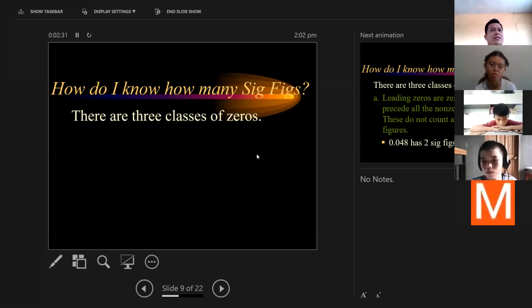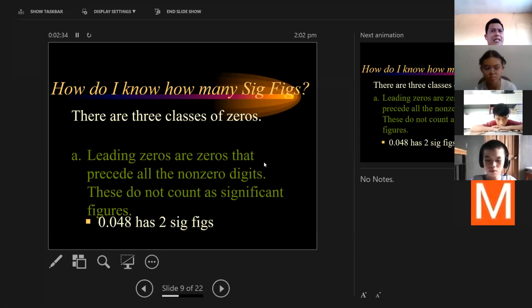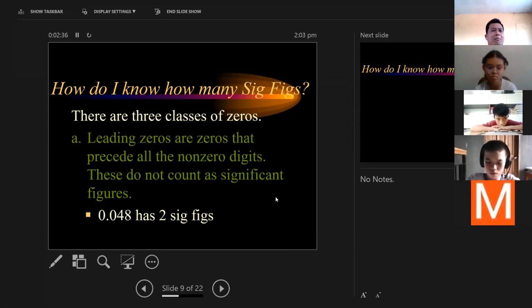So we have here 3 classes of zeros. What's the first class? The first class is leading zeros, which are zeros that precede all non-zero digits. These do not count as significant figures. This is what the rule says in number 3. So in 0.048, you have only 2 significant figures here. Leading zeros that determine the decimal point are insignificant. Again, the leading zeros that determine basically the decimal point and follow to the right of the decimal point are insignificant.